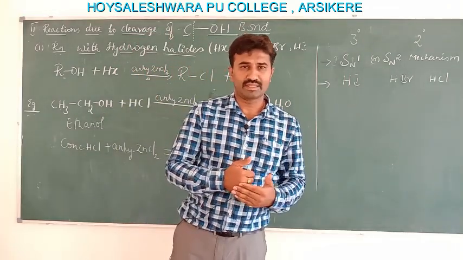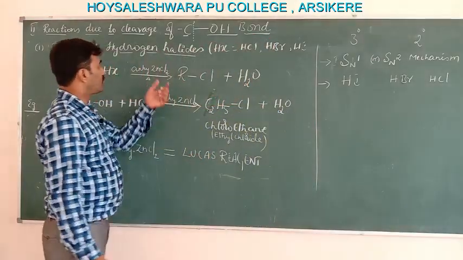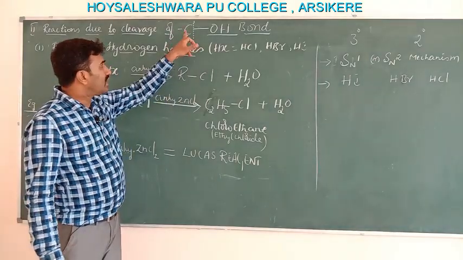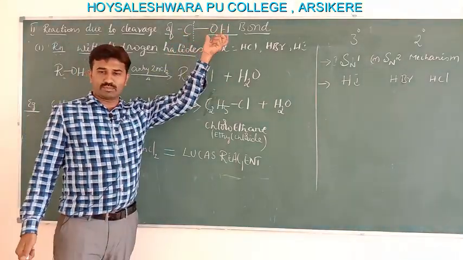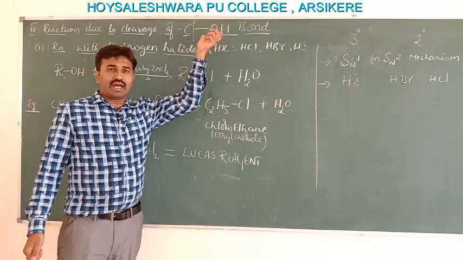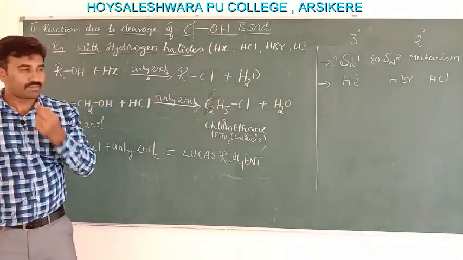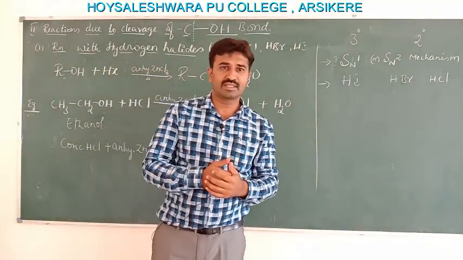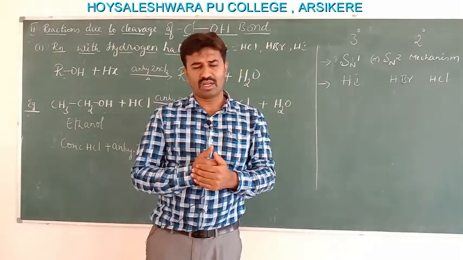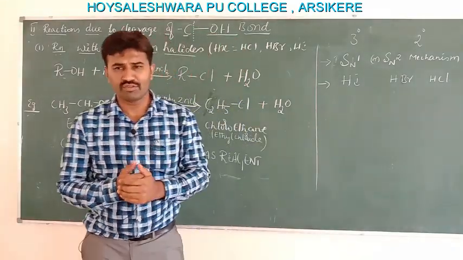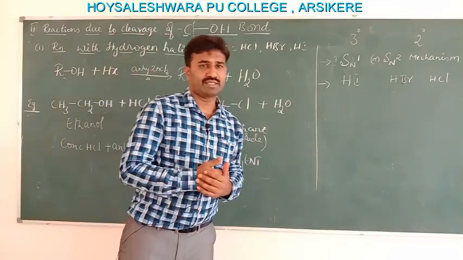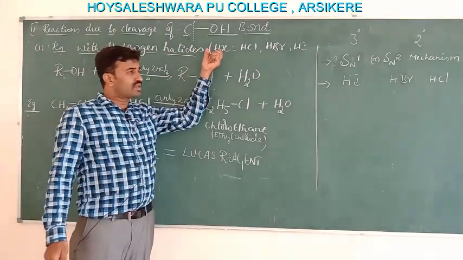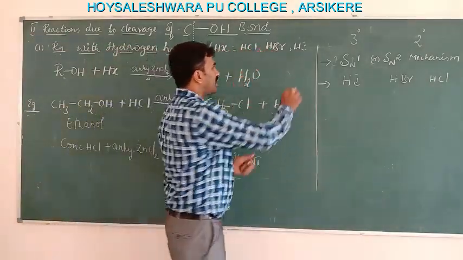The next part is reaction due to the cleavage of the bond present between the carbon atom and the hydroxyl group. In this heading, we are going to study the first reaction, reaction with hydrogen halides. This reaction was already discussed in the first chapter, haloalkanes, that is preparation of haloalkanes from alcohols. Again, we will just see the reverse of things once. The hydrogen halides HX may be HCl, HBr or HI.